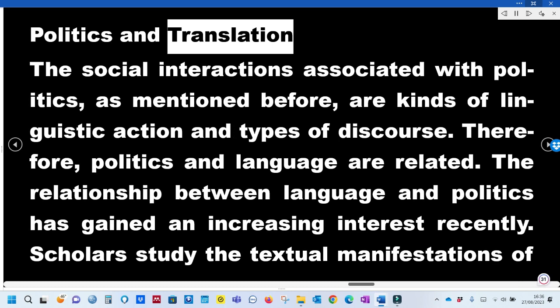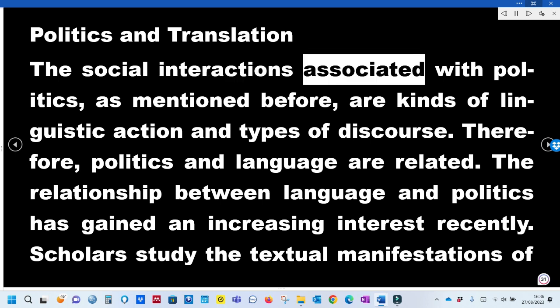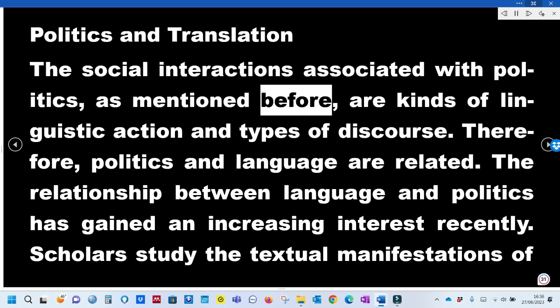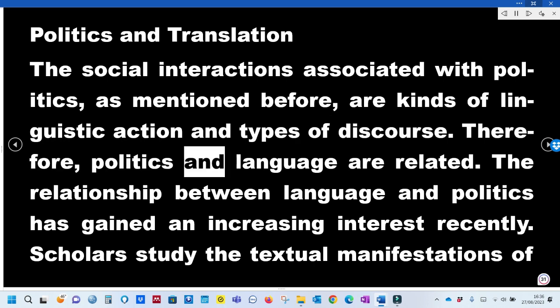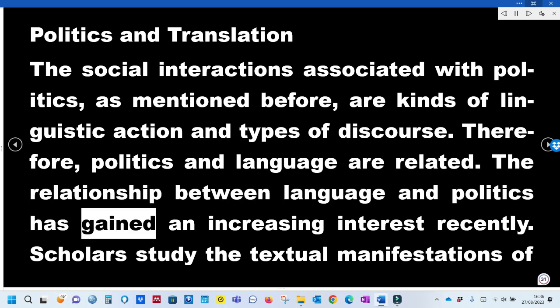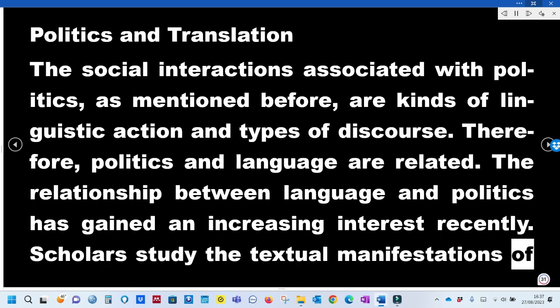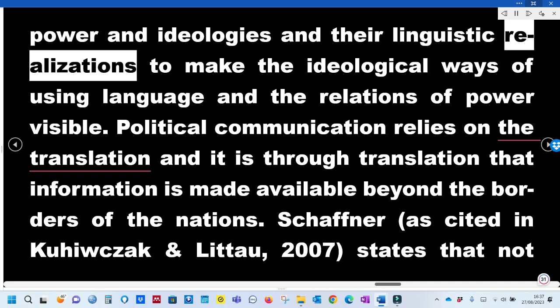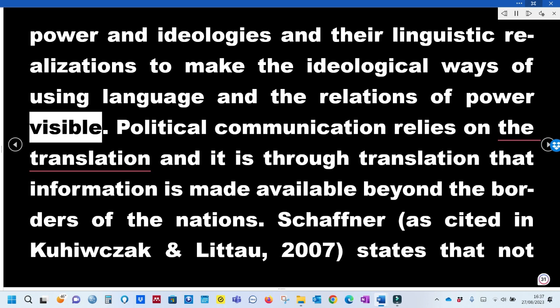Politics and translation. The social interactions associated with politics, as mentioned before, are kinds of linguistic action and types of discourse. Therefore, politics and language are related. The relationship between language and politics has gained an increasing interest recently. Scholars study the textual manifestations of power and ideologies and their linguistic realizations to make the ideological ways of using language and the relations of power visible.